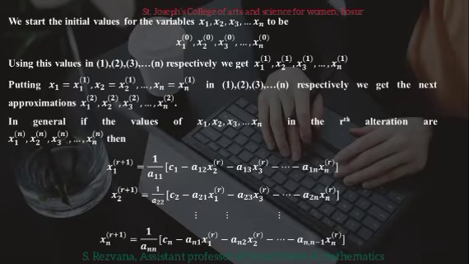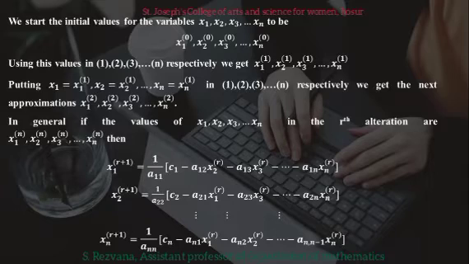We start with the initial values for the variables x1, x2 up to xn to be x1 naught, x2 naught, x3 naught up to xn naught. Using these values in equations 1, 2 up to n, respectively, we get the next approximation. In general, the values of x1, x2, and x3 in the iterations are given like this, and I'm going to repeat this process.